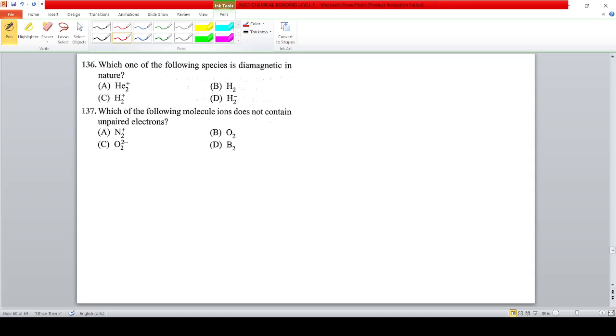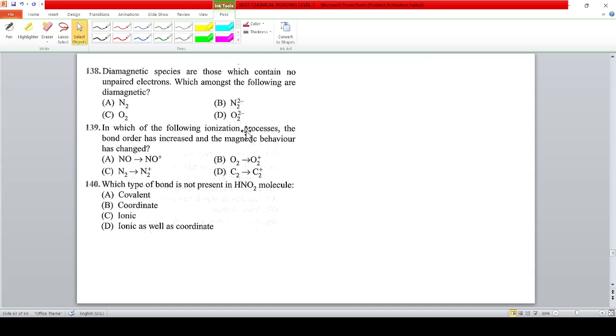136. Which of the following species is diamagnetic in nature? We have already seen this. Hydrogen, because we know it is 1s1, so it is diamagnetic. Which of the following molecule ions does not contain unpaired electron? So it is nothing but O2 2 minus. I'm not going to draw the molecular diagram as you are all very well aware of it.